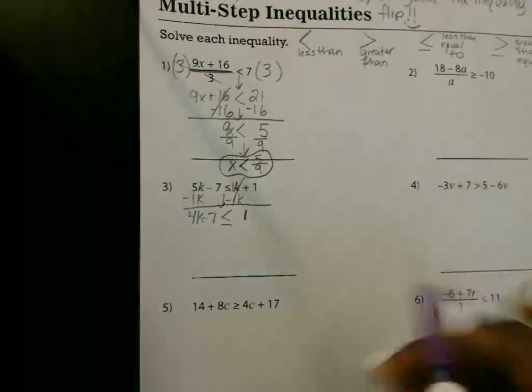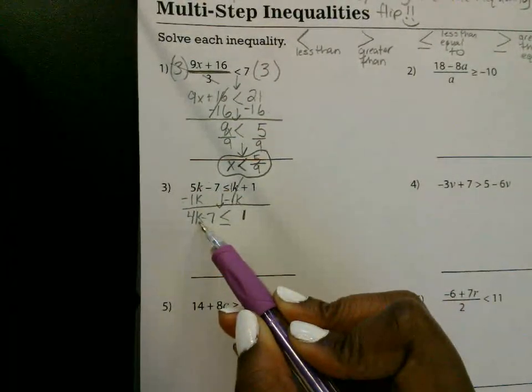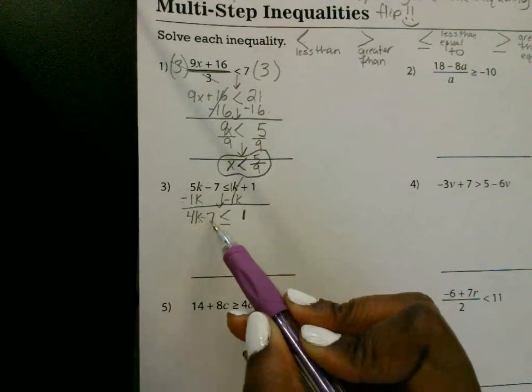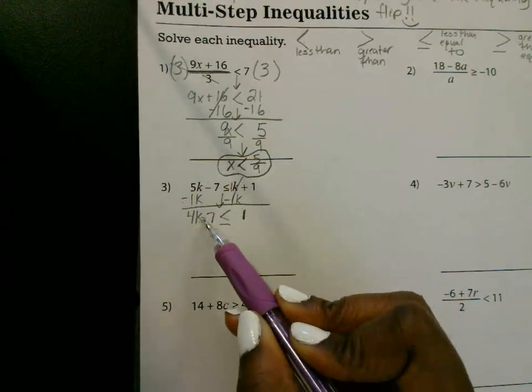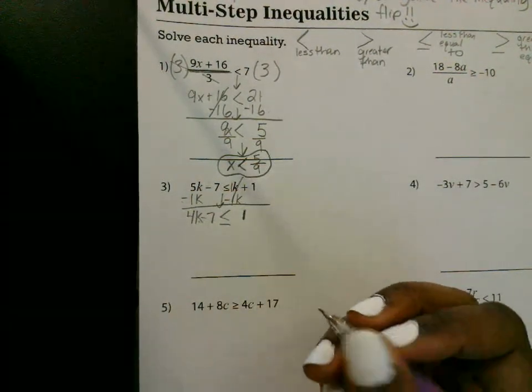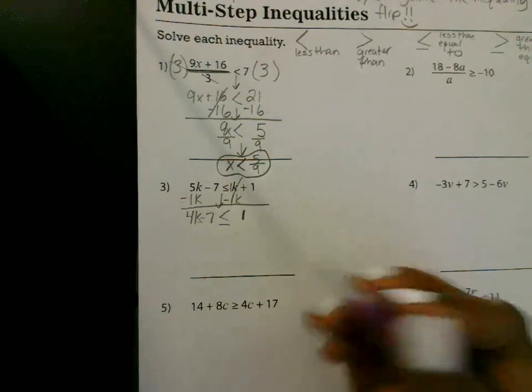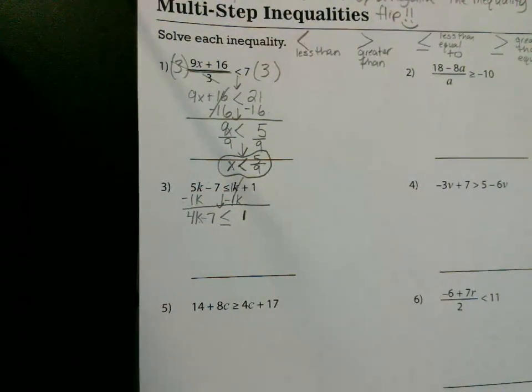Now, in order to get K by itself, you got all the K's on the same side. You're going to isolate K by getting rid of anything you can add or subtract to remove. Which one of these do you remove first, the 4 or the minus 7? The minus 7. How do you move minus 7?